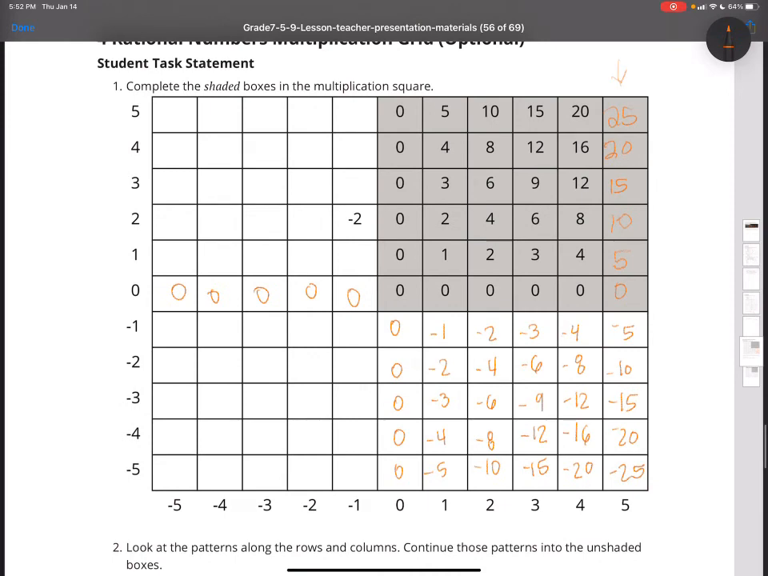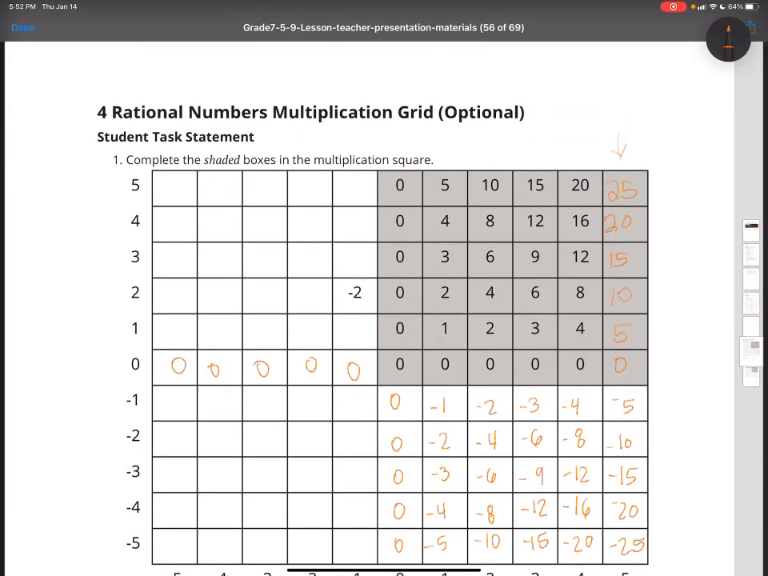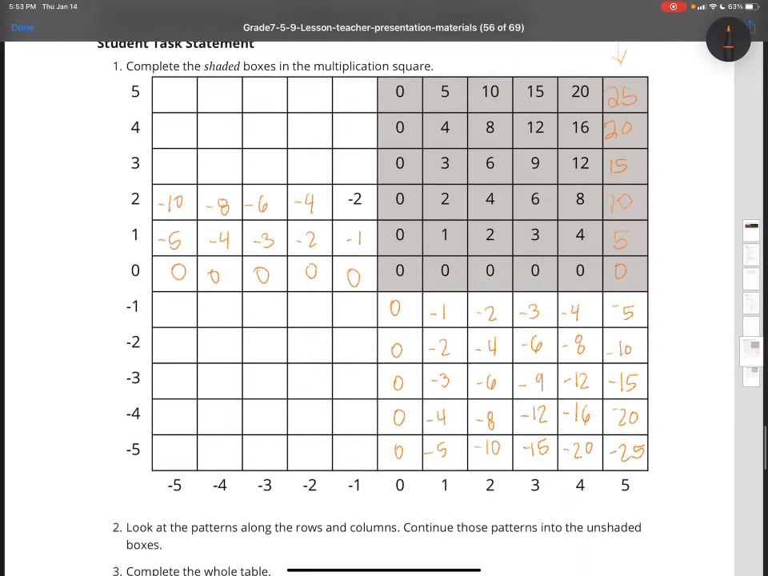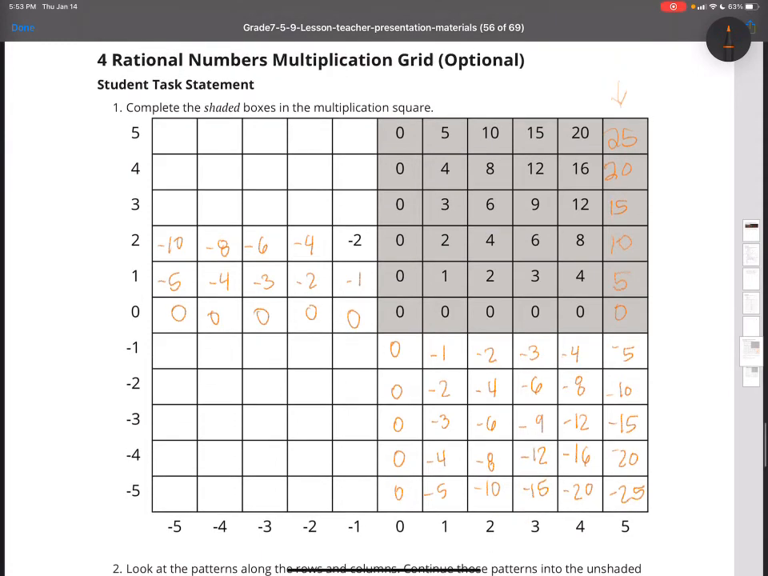So I could do the same thing on this side as well. So notice that it has a -2 already given to us. So we could do -4, -6, -8, -10. Okay. And then for the next one, it will be -1, -2, -3, -4, -5. And just to give you guys a little quick hint, we're still multiplying a positive times a negative. So all of my products are going to be negative in this area of the unshaded region.